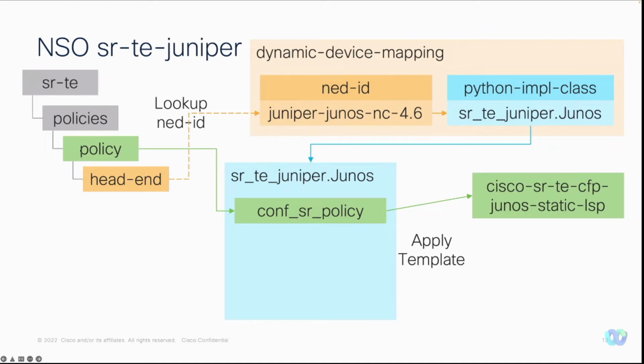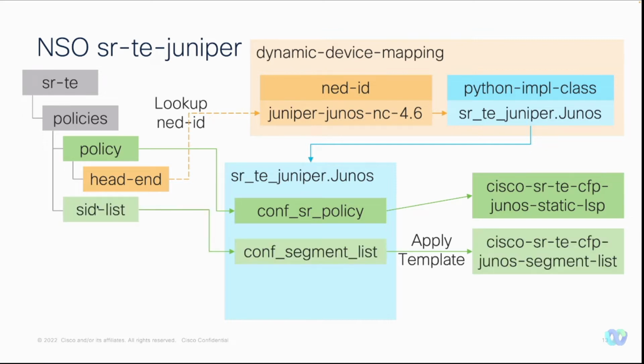One other thing you can do with a static policy is, in your path, you can have an explicit SID list. If you're creating a SID list, then we need to have this function implemented, conf segment list. Again, that's just done with a template in this case. Just to be clear, on the left here, the policy actually references the SID list. So when you create the policy, it will also create the SID list and call both these functions.